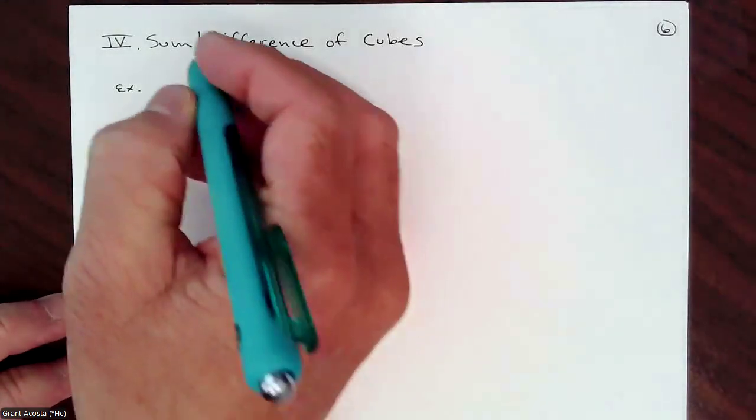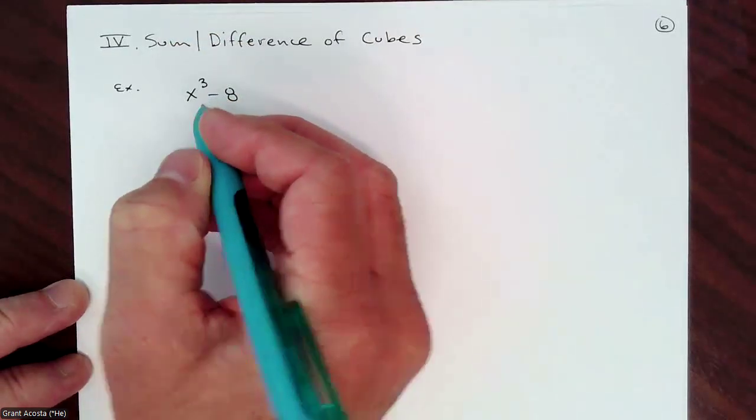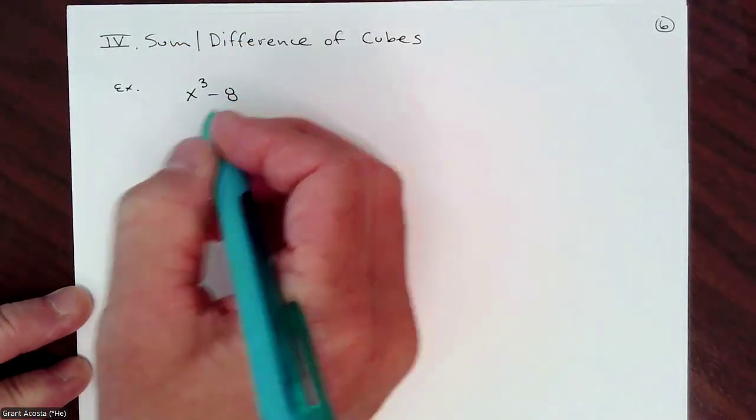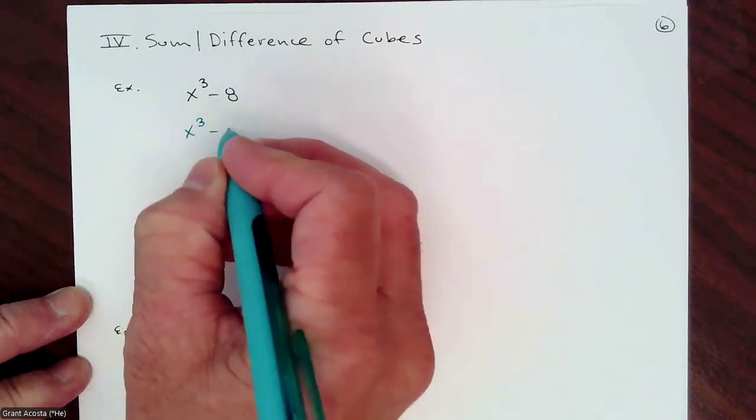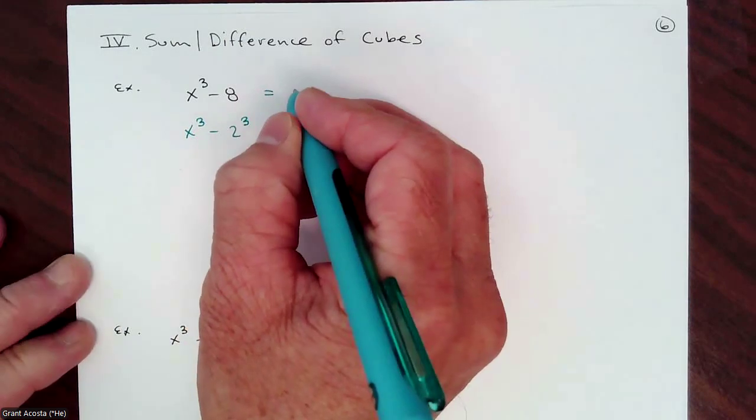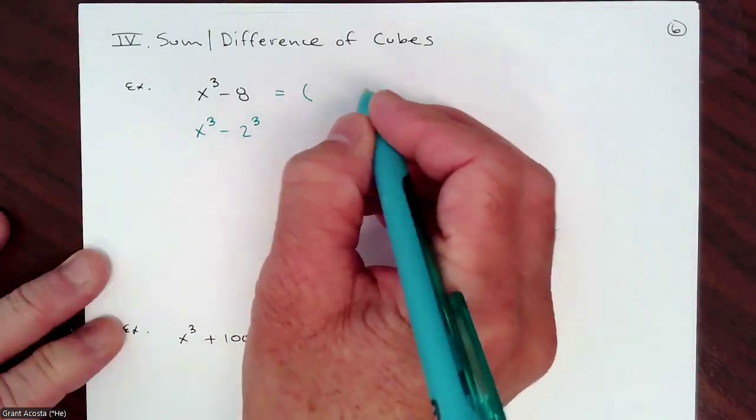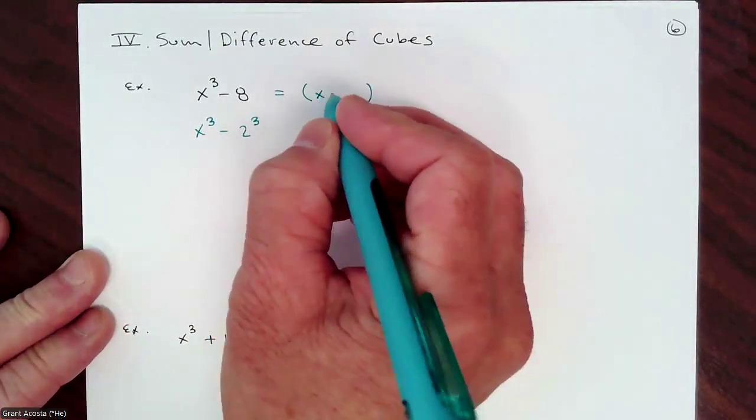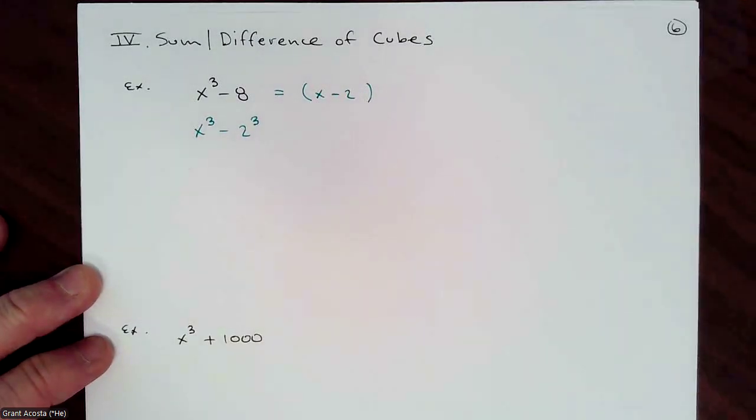But I want you to see how you could do this. As long as you know, we call it a difference of cubes because 8 is 2 cubed, right? This is the same as x cubed minus 2 cubed. And if we start, the first factor is going to be x minus 2. Okay.